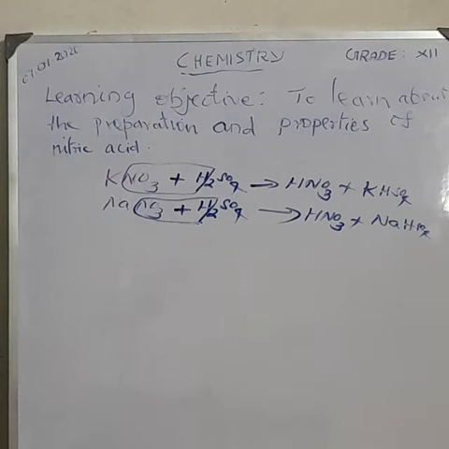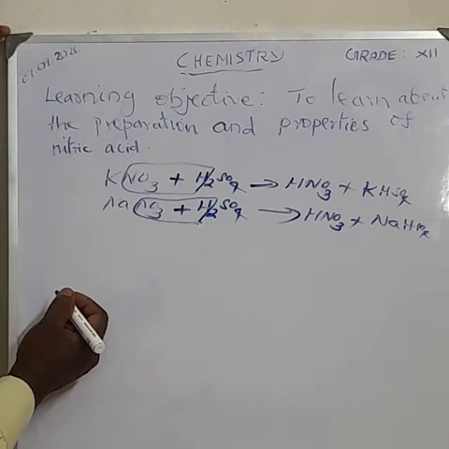Here, as I already told you, the temperature is kept low to avoid the decomposition of nitric acid. The nitric acid is a fuming liquid, which is brown in color in the presence of nitrogen dioxide. How can you write the equation?